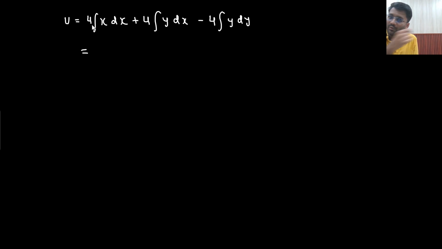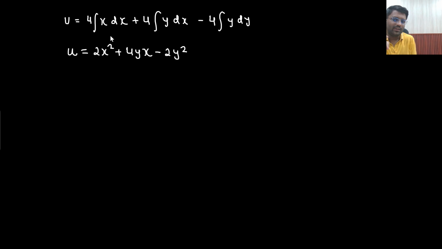So this will come out to be 4x square by 2, so this will become 2x square, plus y will be treated as constant, so 4y will come outside, integration of dx would be x only, and here you will get 2y square. This is the answer of u you are getting. That's it. This is your u.